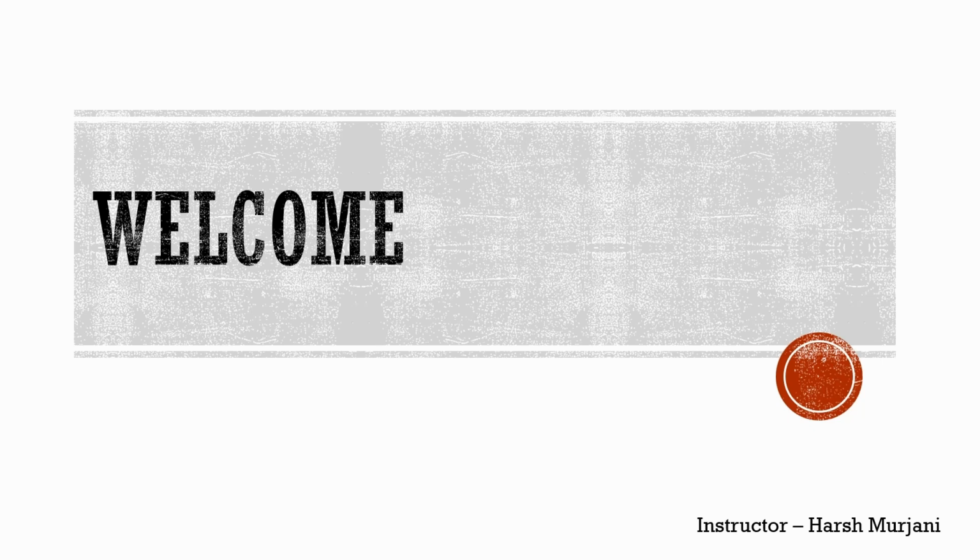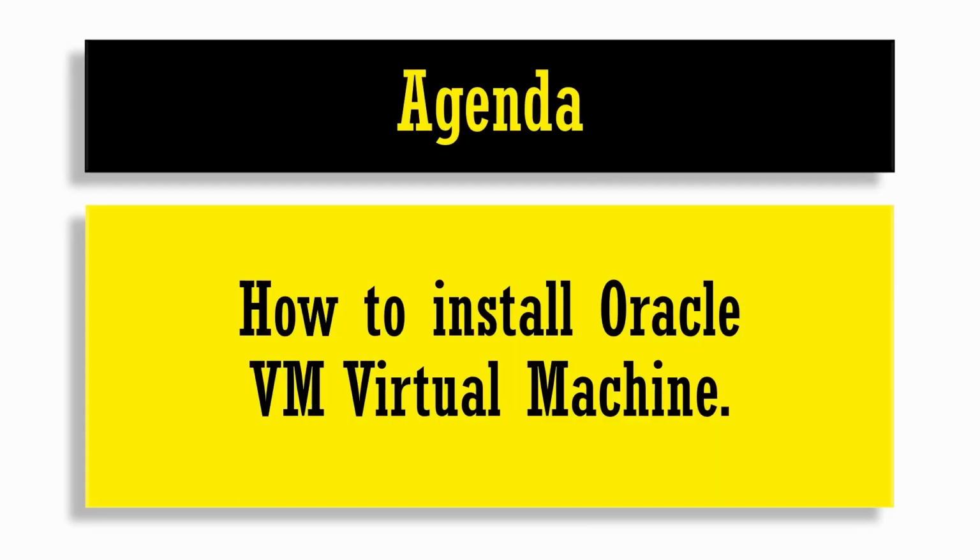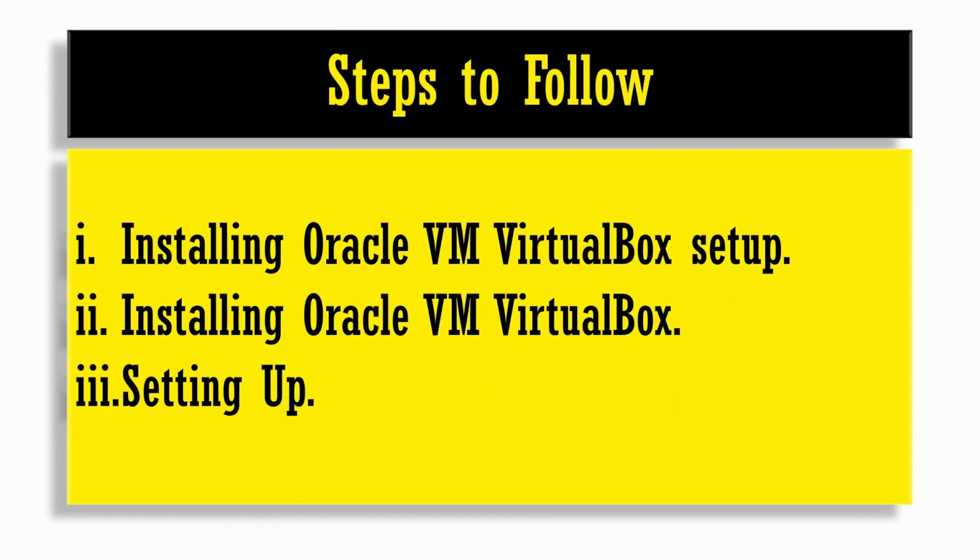So guys and girls, today's topic is how to install Oracle VM VirtualBox on your Windows 11 PC or laptop. Basically it requires a few steps. The first step is to download the setup file of the Oracle VM VirtualBox from its official website. The second step is to extract the application software from the setup file, and the third step is to configure it.